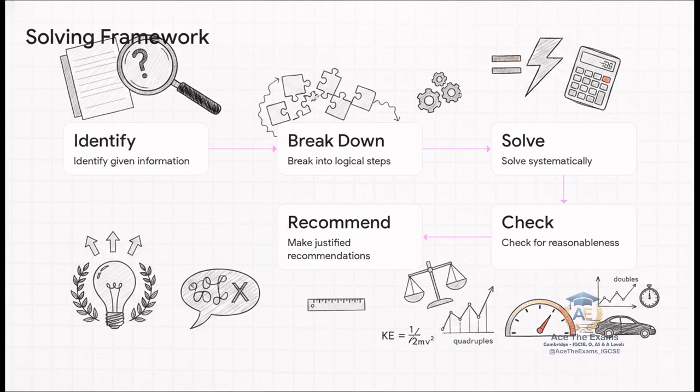Look, if you calculate the work done by a human lifting a small box and you get 5 billion joules, something is wildly wrong. Check your units. Did you forget to convert centimeters to meters? Step 5, make justified recommendations or conclusions based on the result.